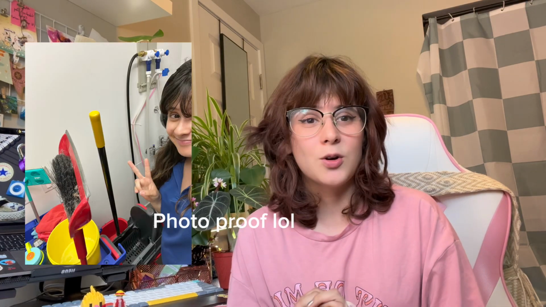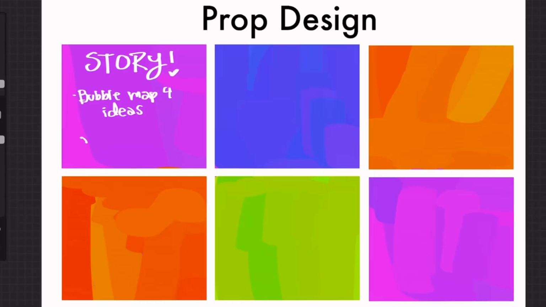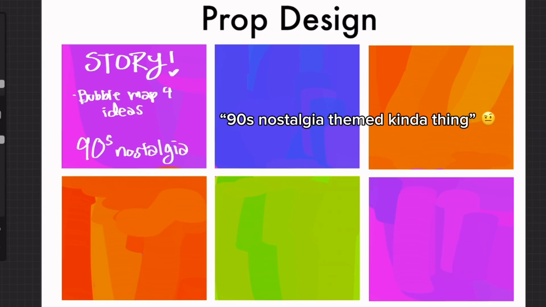For example, I did one based on a janitor's. I was a janitor for a while, so I was inspired by that job. I already had a big background piece, and then I just expanded on that VizDev piece. So for this specific prop sheet, I wanted to do a 90s nostalgia themed kind of thing.